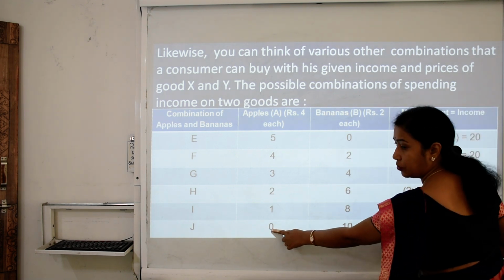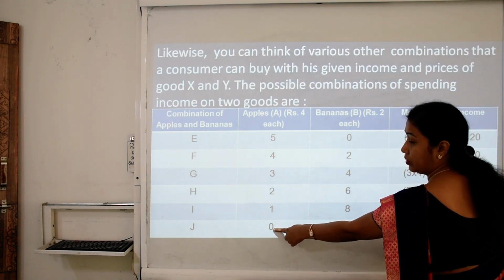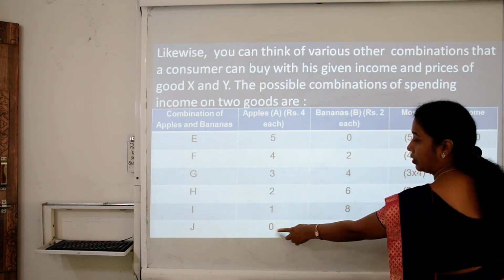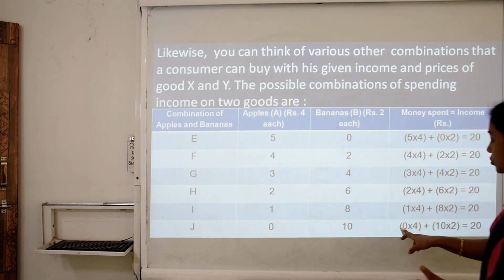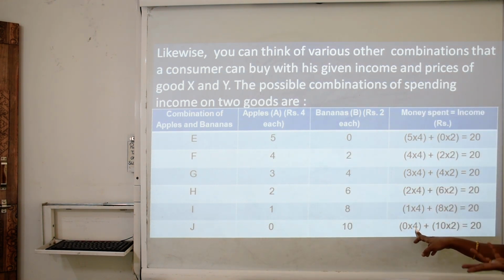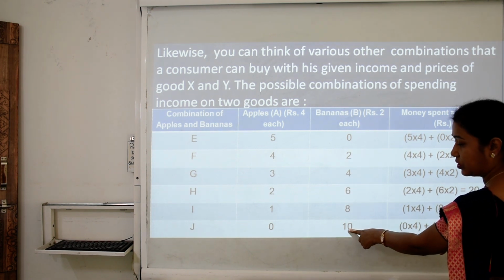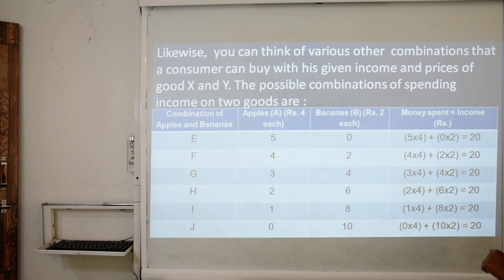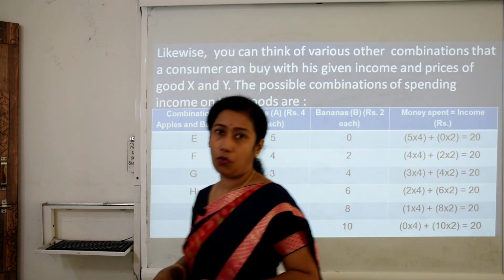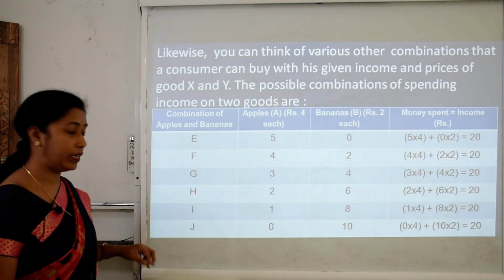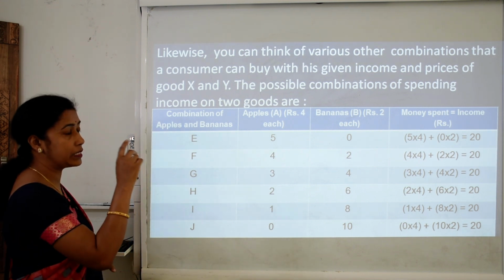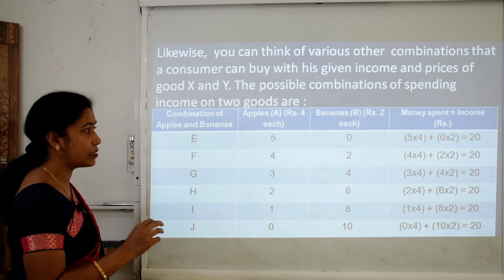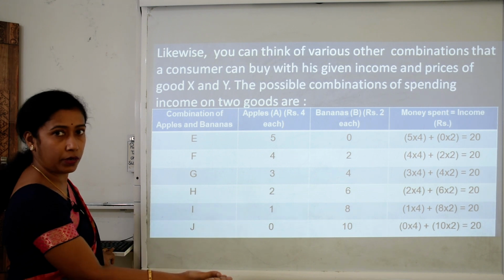So we have 0 into 4. Why 0? Because the consumer is not spending any part of income on purchasing apple. So it is 0 into 4, where 4 is the price of apple, plus 10 units he purchased of banana at a price of 2 rupees, 10 into 2 is 20. So these were all the combinations of two goods where a consumer wanted to spend his entire income of 20 rupees.